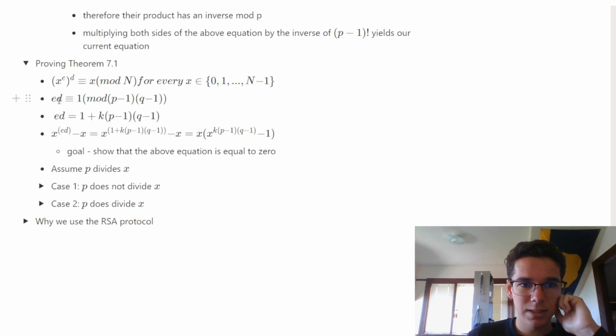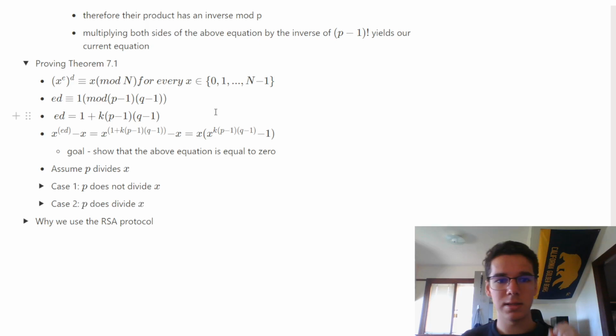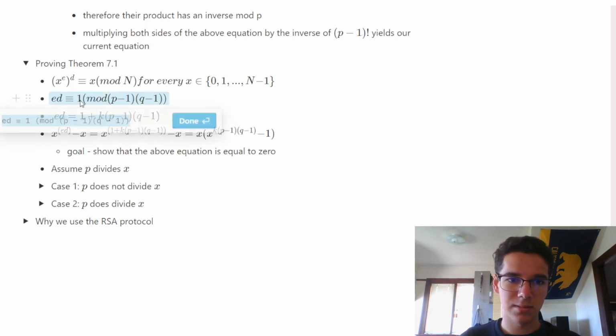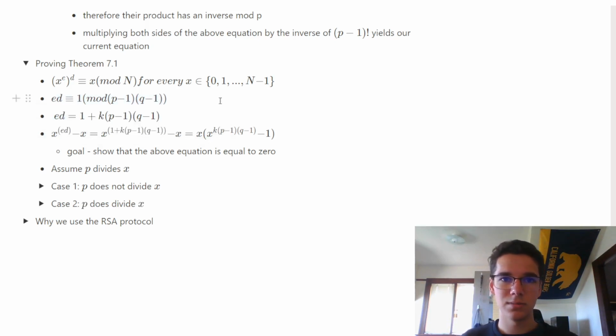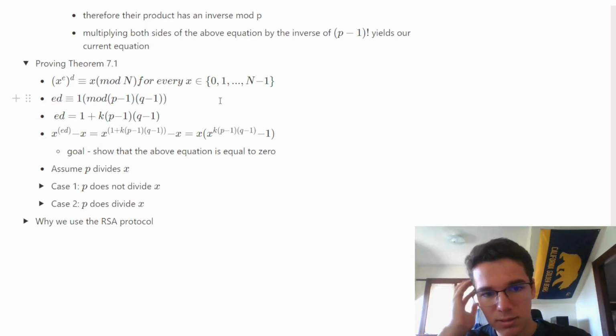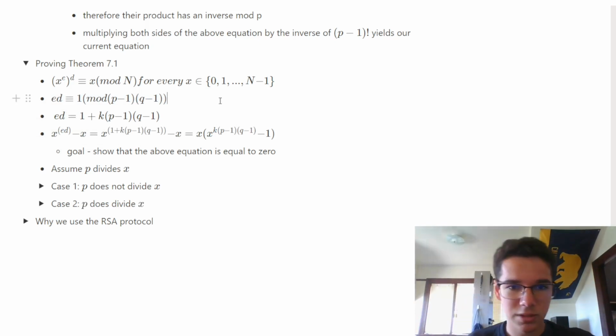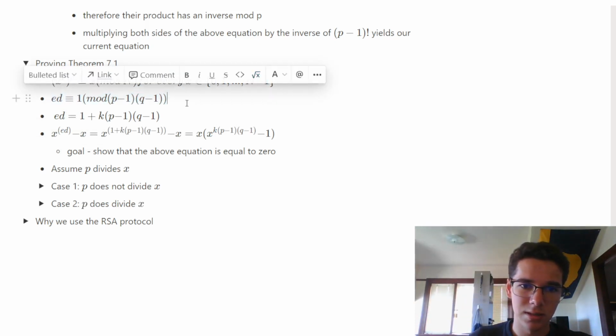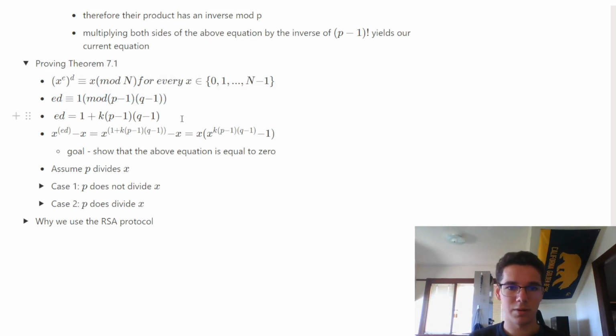Really quick, e times d is equal to 1 mod (p minus 1)(q minus 1). Again, e and d are inverses of each other, mod (p minus 1)(q minus 1), and so it makes sense that their product would have 1 as its value. Then we're just going to represent this in its arithmetic form, where we say that ed is equal to some multiple of the mod value plus the remainder, which is 1.